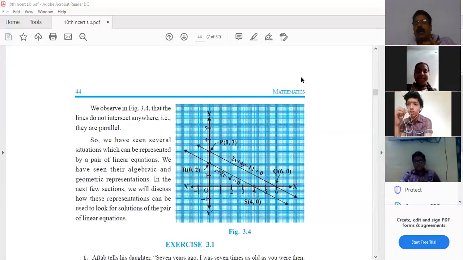Did you understand what I taught today? Sir, first one, intersecting lines means one solution. Pair of linear equations having one solution. If they are coincident lines, every point on the graph is a solution. That's why infinitely many solutions. Now the third example, if you have parallel lines, they are not intersecting, so no solution.